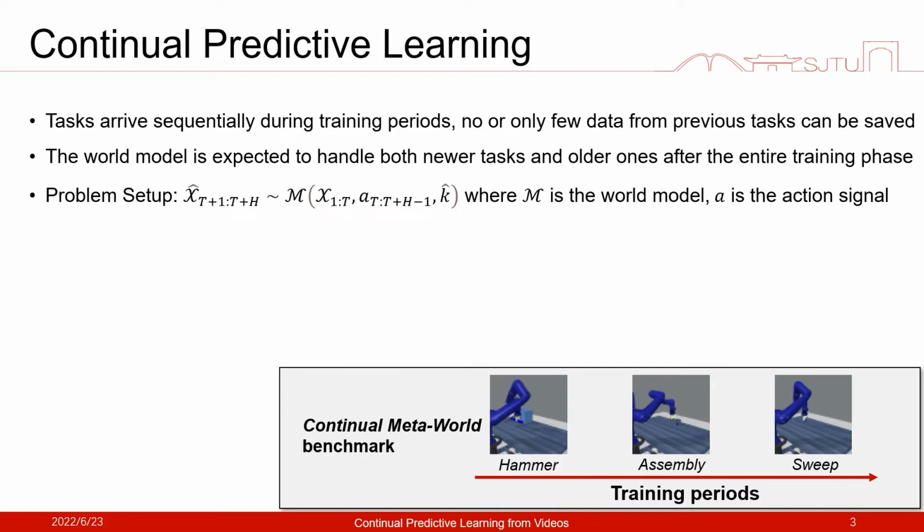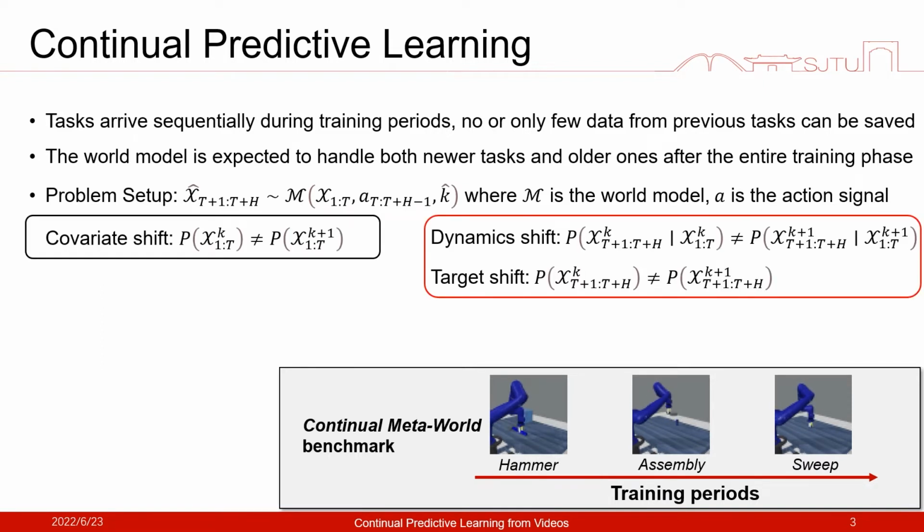in which prediction tasks arrive sequentially during training periods, only a few data from previous tasks can be saved, and the world model is expected to handle both newer tasks and older ones after the entire training phase. For example, in the continual Meta-World benchmark we propose, the robot is expected to learn the prediction task of hammer, assembly, and sweep sequentially.